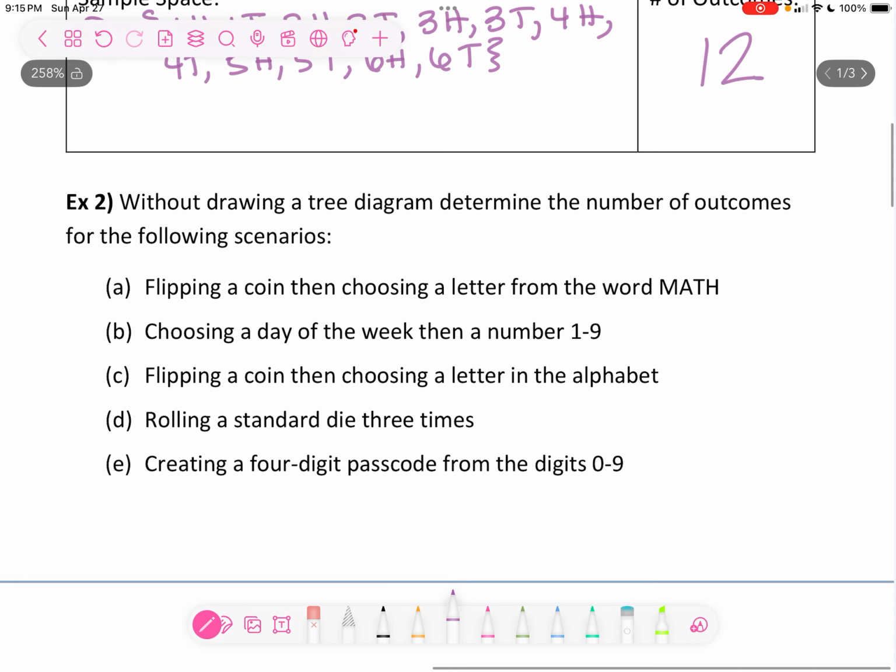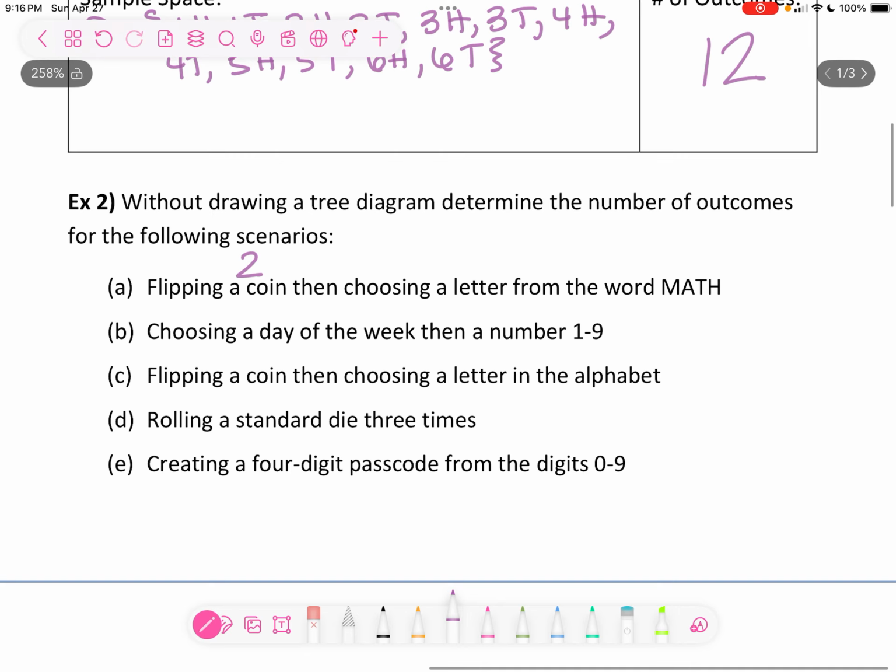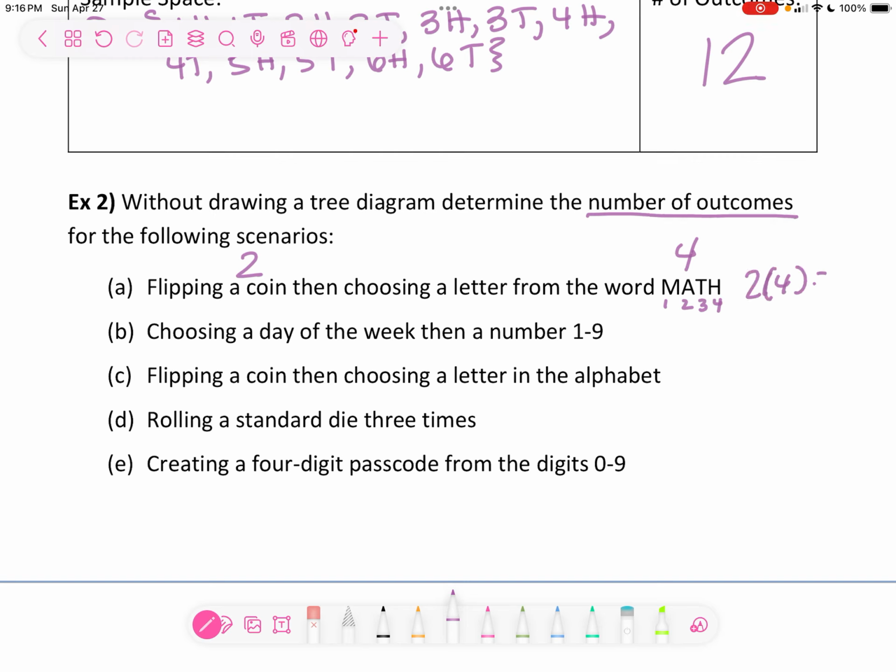All right, keep it going. Without drawing a tree diagram, I want you to determine the number of outcomes for the following scenarios. First, flipping a coin, then choosing a letter from the word math. Flipping a coin only has 2 possibilities, heads or tails. So there's 2 options there. Then choosing a letter from the word math, well, there's 4 letters: 1, 2, 3, 4. So there's 4 options there. So the total number of outcomes here is 2 times 4, which is going to give us 8 possible outcomes.